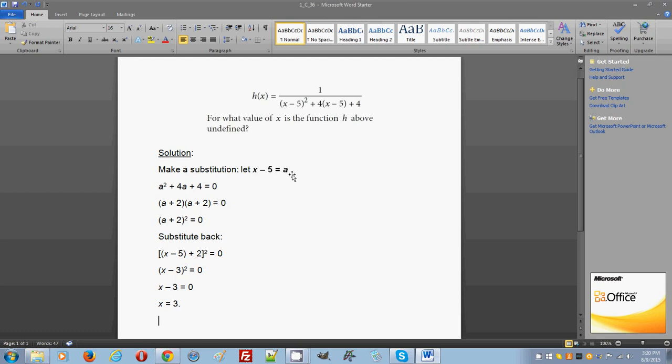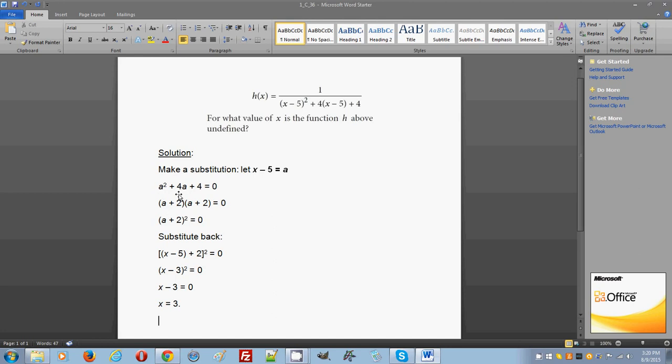So as a result, if we make a substitution for x minus 5 to be a, we have the following denominator: a squared plus 4 times a plus 4 is equal to 0. And remember, this is the denominator, not the function itself. We're setting it to 0 because we want to find the value of x that makes the whole function undefined.